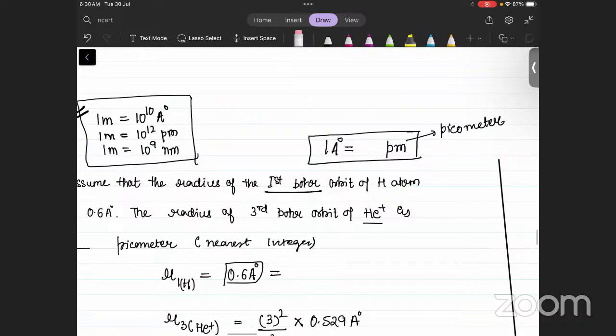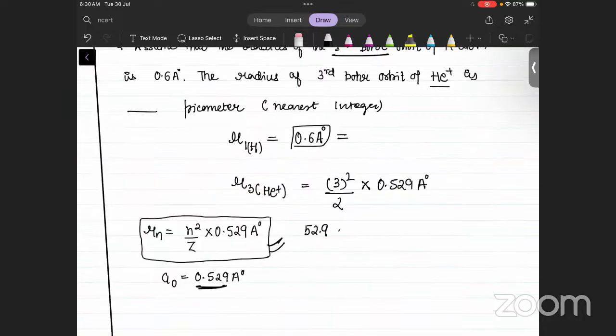So this is your homework. Today we have so many people, so all of you have to answer this. 10 square, yes, it will be 100. So yes, you must know the answer in picometer also. So it will be 52.9 n square over Z picometer.